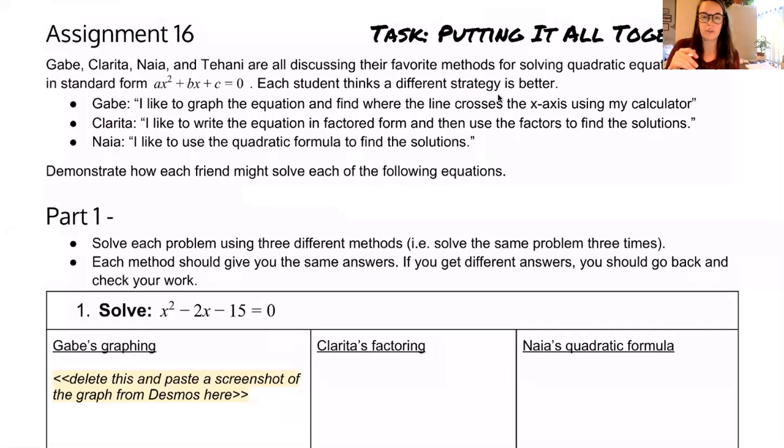So I'm gonna walk you through this assignment and show you how to do number one, and then I think you'll be really set to complete the rest of the assignment. This is an assignment that puts together all the things that we've learned so far.